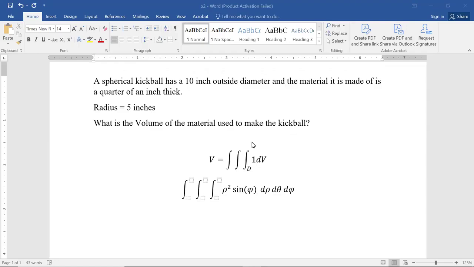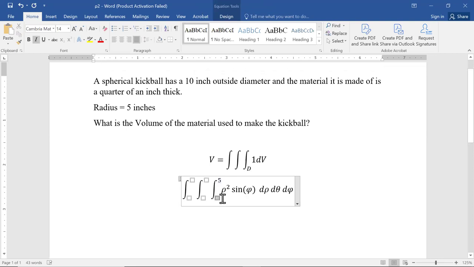Obviously, a bunch of that kickball is just open air. And so if the material is a quarter of an inch thick, then basically the radius on the outside is 5, and the interior radius is 4.75. Again, I'm putting that in there because that's with respect to rho. I should have said volume is equal to triple integration of 1 dV.